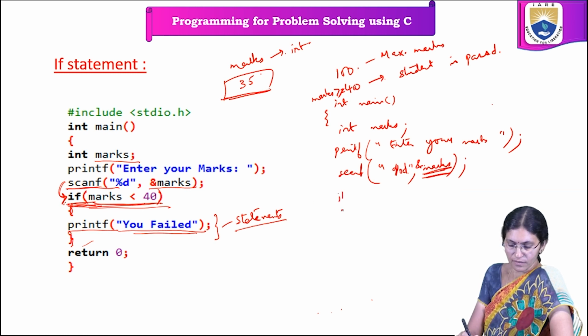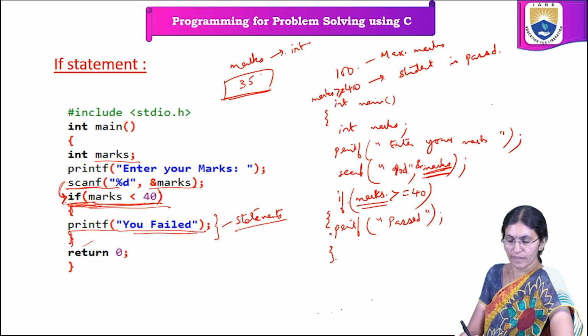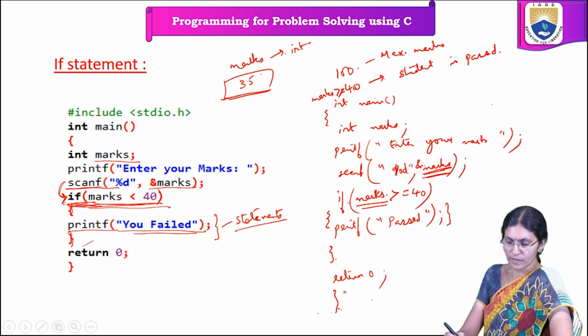Then after that we are using the if statement. Based upon the marks obtained by the student, we'll check the condition. If the marks are greater than or equal to 40, then printf "passed". So these are the statements which we have entered in the if statement. And after that, end of the program. So this is the program.